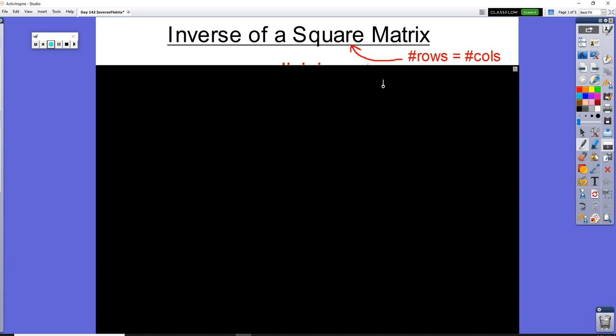So if you have 2 rows, you're going to have 2 columns. If you're going to have 3 rows, you're going to have 3 columns. Remember, the rows go first, and rows are horizontal. Columns go second, and they are vertical.